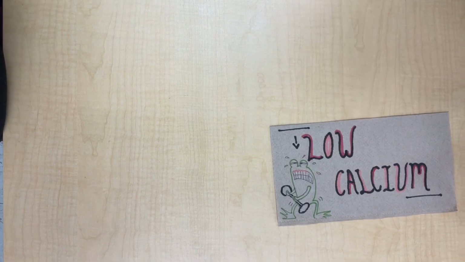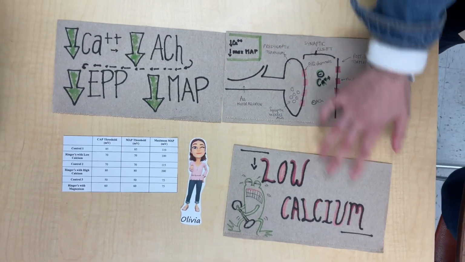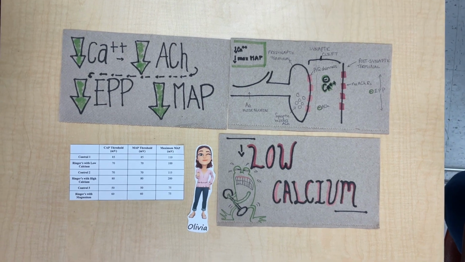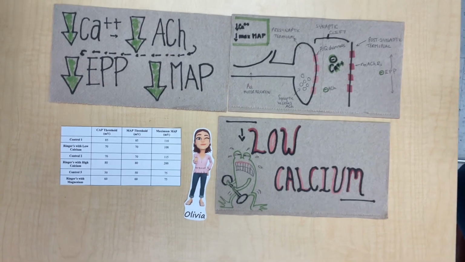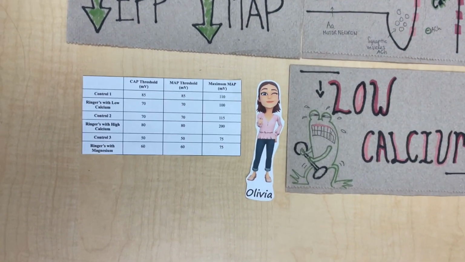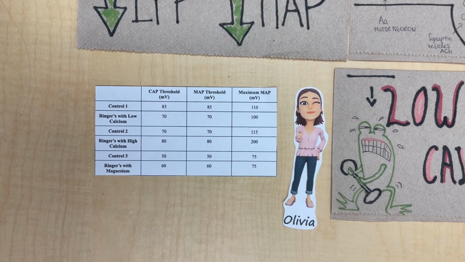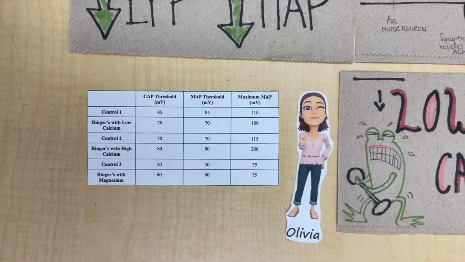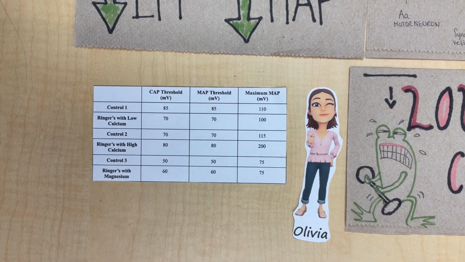Now that we've explained the general mechanisms of the neuromuscular junction, we will explain the effects of the different ringer solutions used, starting with low calcium. For the ringers with low calcium, the CAP and MAP threshold were both 70 millivolts, while the MAP and CAP threshold for control 1 was 85 millivolts, for both. The CAP and MAP threshold decreased simply because of the condition of the nerve, and not because of calcium, since calcium was only added to the NMJ and not the nerve.